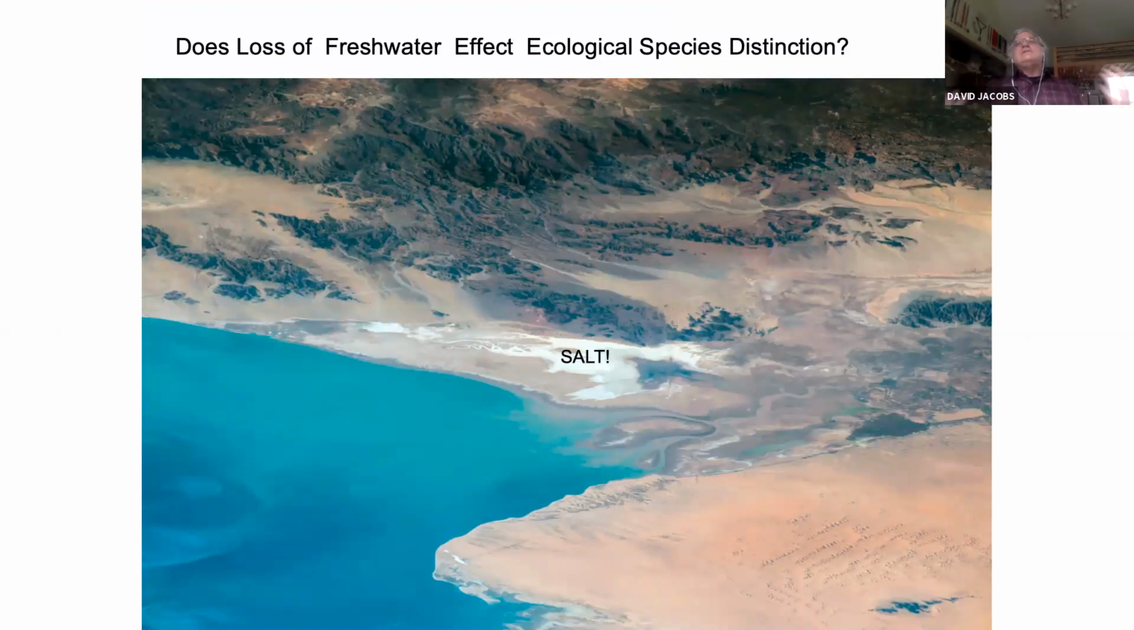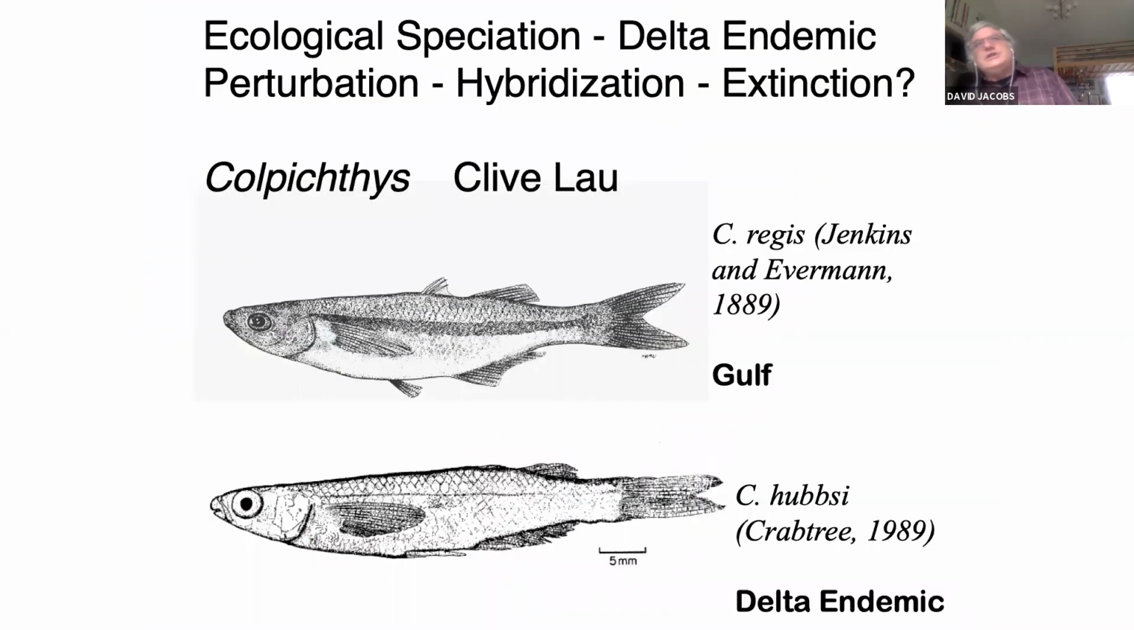So this has some implications. And I'm going to talk about those implications more in the context of this genus of fishes, Colpichthys, which was worked on by my master's student, Clive Lau. And so these two fish are both, this genus is endemic to the Gulf, but one of the species is endemic to the Delta and the other is more widespread in other estuaries. And so this is an interesting situation.